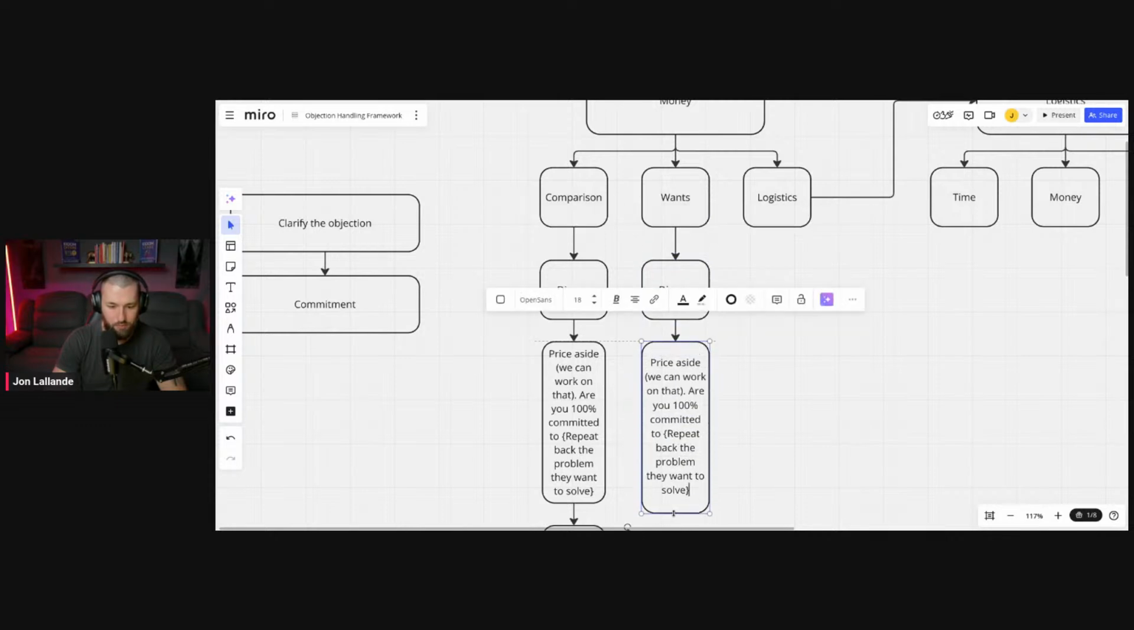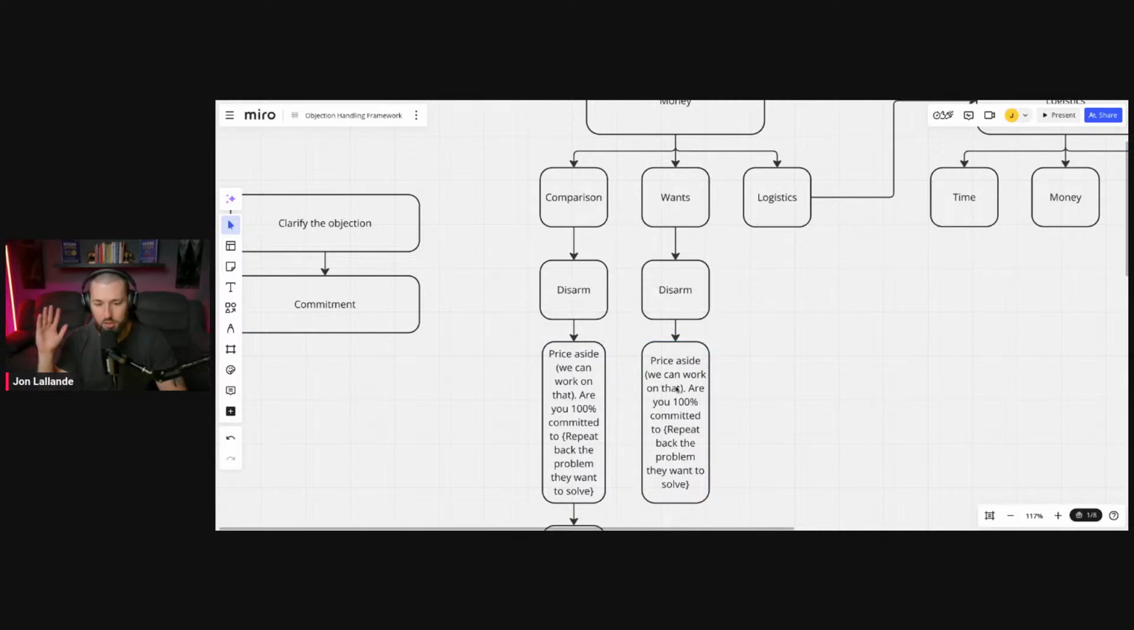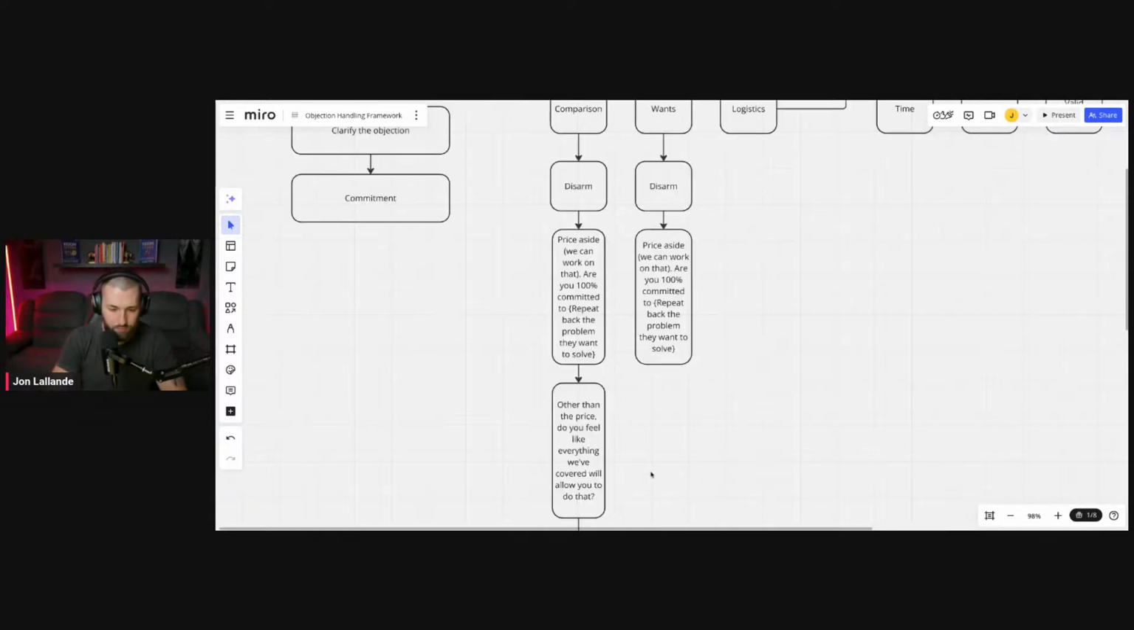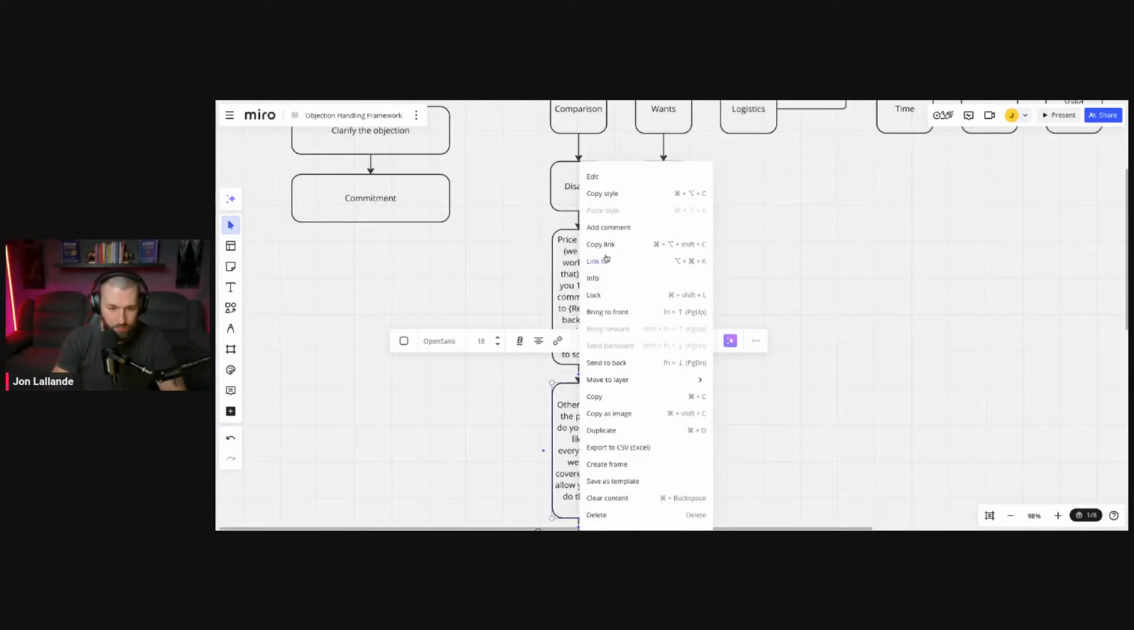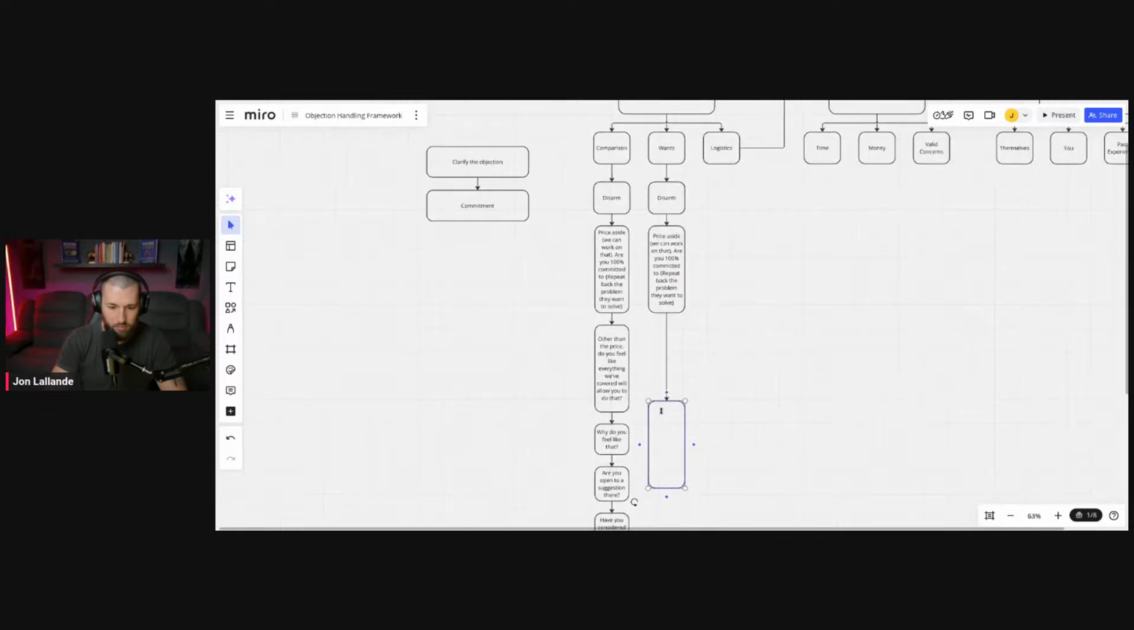There we go. That's it. Price aside, we can work on that. Are you 100% committed to actually being able to do this? Right? Then we're going to ask this same thing as well. The ending is going to be a little bit different. Don't worry, I'm not just going to repeat the same objection.